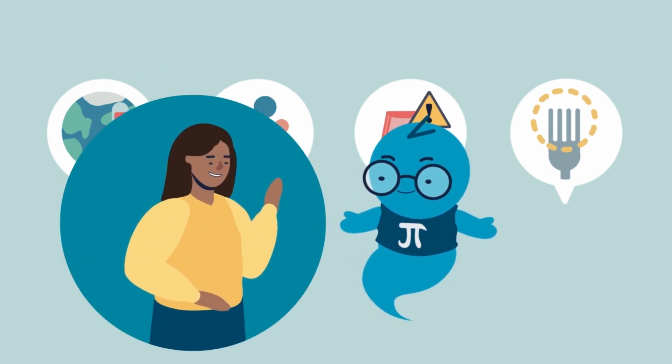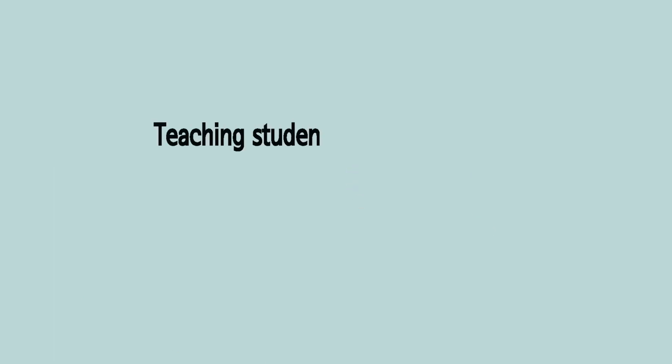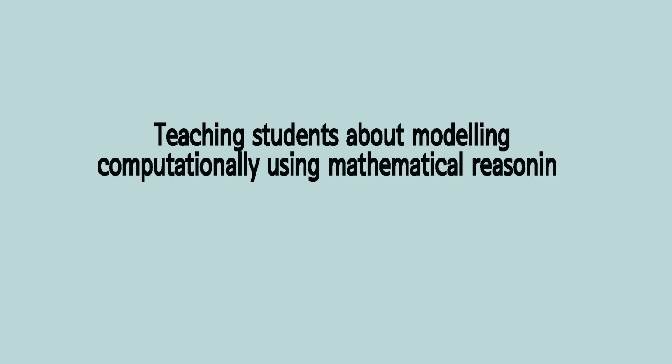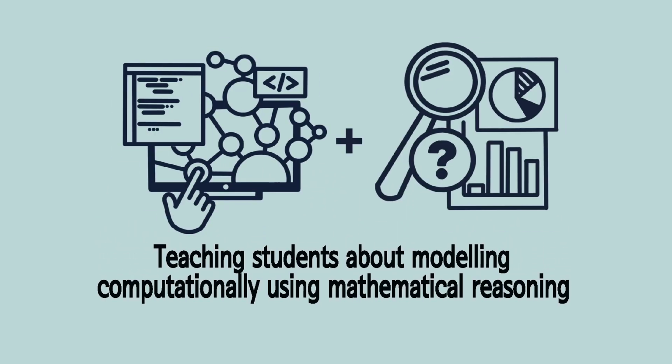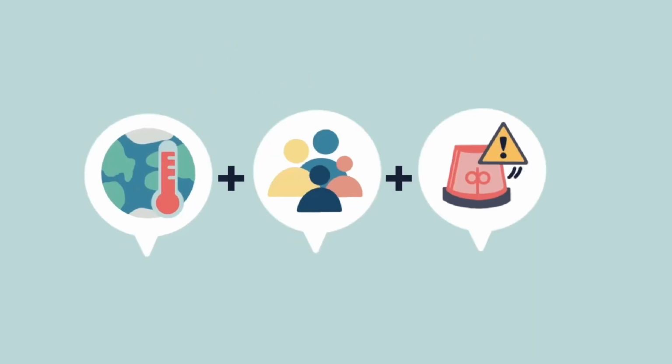There are some topics I don't feel comfortable talking about in class. Remember, the purpose of the activity is to teach students about modeling computationally using mathematical reasoning. The focus is on the computational modeling and mathematical reasoning. We are using their interests to show them the relevance of what they are learning to their everyday lives.